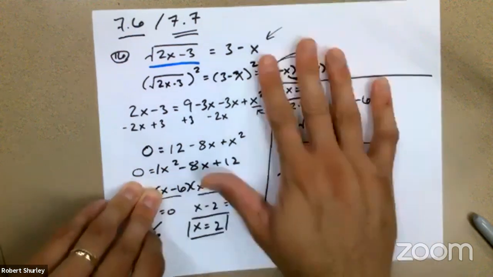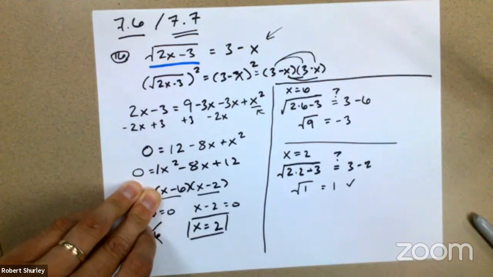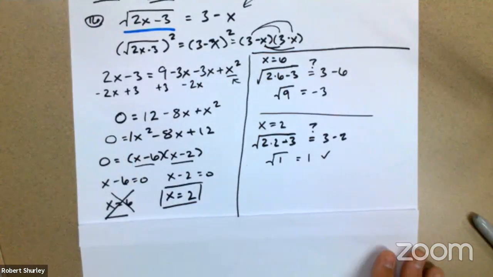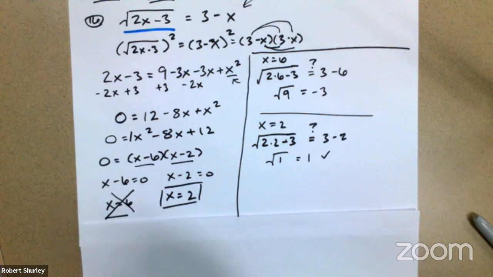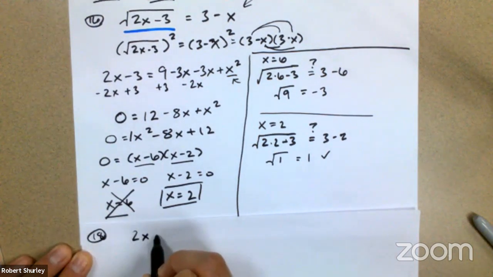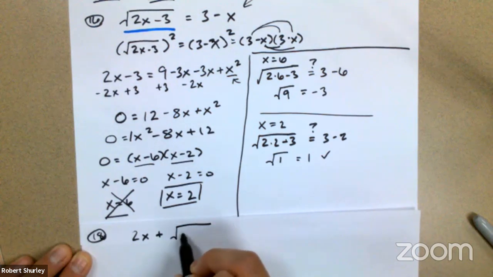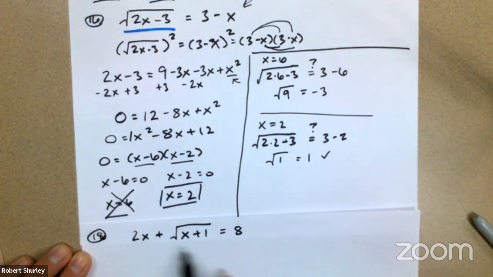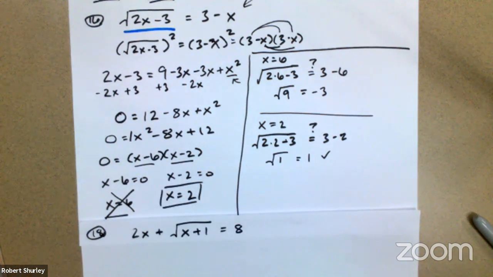Actually, I'm going to leave this one here if you want to look at it. And I'm going to add another one, though, and I want you to try. Let's do like number 18. So 2x plus the square root of x plus 1 equals 8. Now on this one, you're going to have to move the 2x over, right, to get the radical by itself. So that's the only real difference to begin with. So try that one.